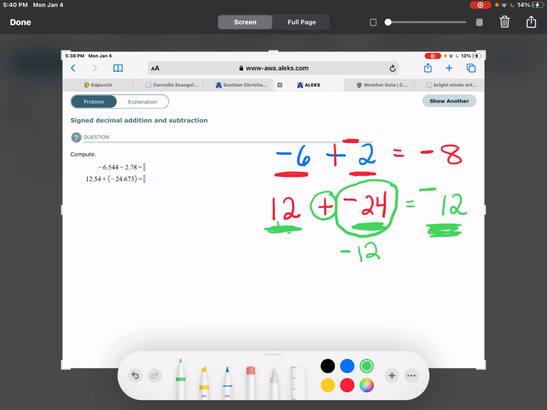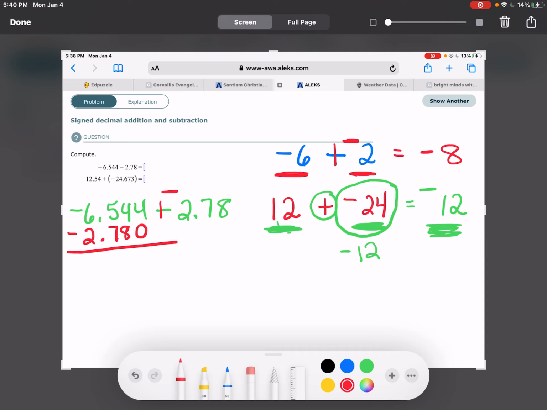All right, so let's do the decimals. All right, so negative 6.544 minus 2.78. I am going to add the opposite. Now I have two negative numbers, so I'm going to combine them. They join forces. I'm going to have a lot more bad guys. But I have to line up all these decimals. So I'm going to have this negative 2.78, and then I might put a 0 there just to fill that space.